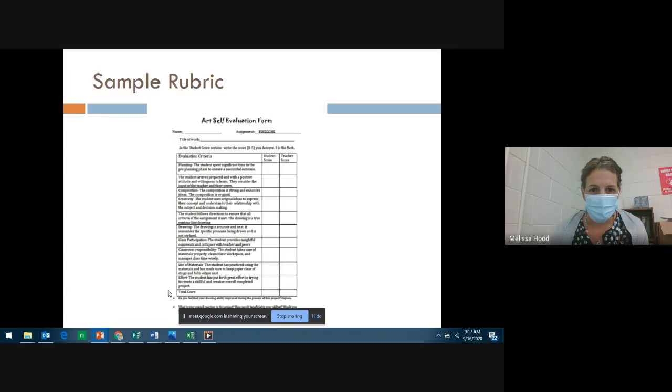This is an example of what the rubric looks like for just about every assignment. You can see that there is a student score and a teacher score. So I give the students the opportunity to give themselves a grade here, and I just want them to be honest with me and tell me how they really think they did. And then I don't share this with anybody else, but it gives me an idea of where they think they're at.